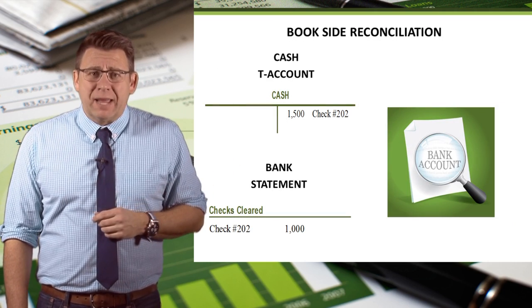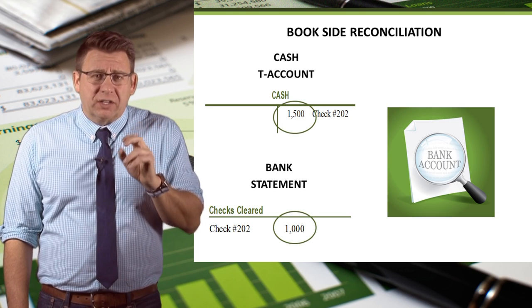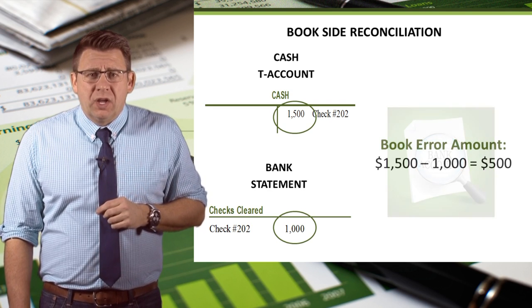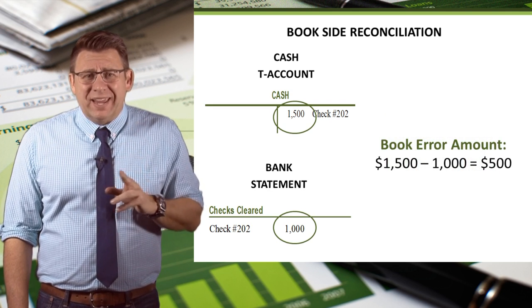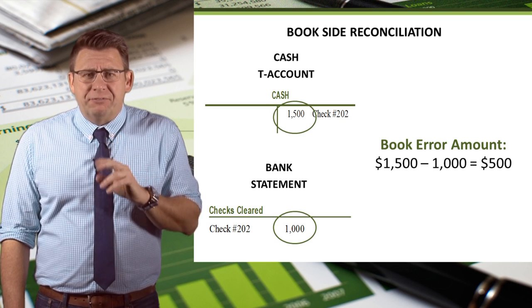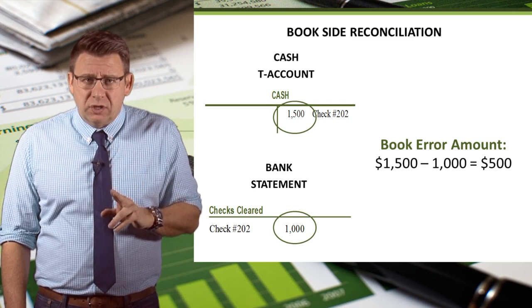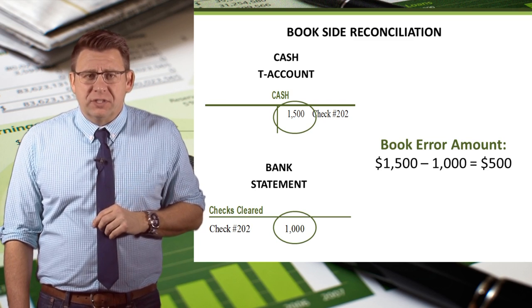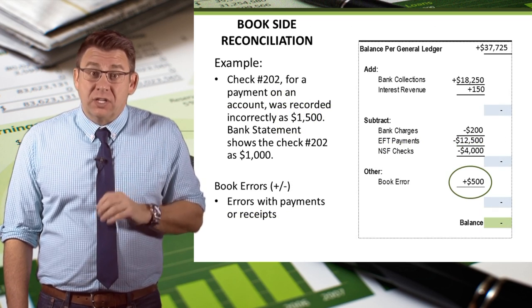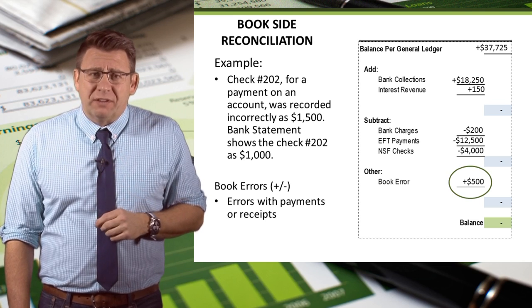This slide shows an example of that error. The accountant should have deducted $1,000 from our account, but instead deducted $1,500. To determine the amount of the error, we take the difference between the two amounts, which is $500. Then we have to think, if the accountant deducted too much, we need to add back the difference. So on the book side, we would add $500 as a book error and make a note that it is regarding a payment of an account.